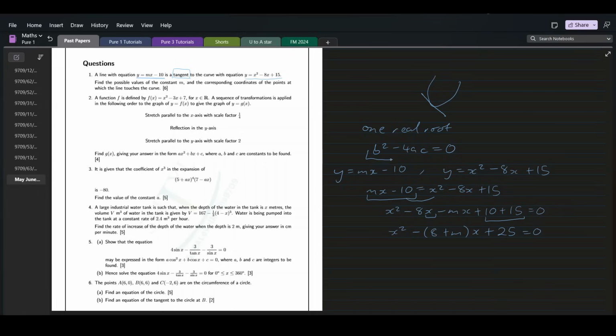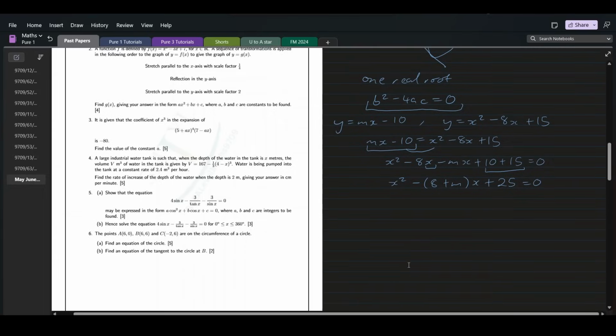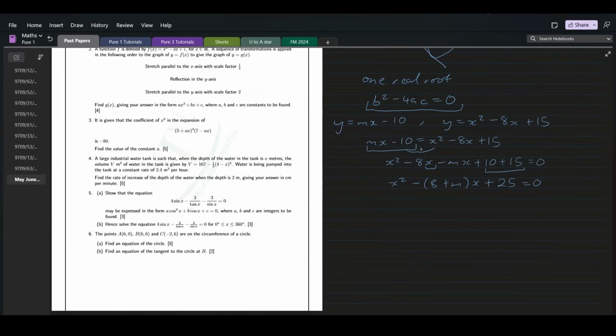Now we have said that our discriminant is equal to 0. So we need to evaluate the values for a, b, and c before we can use the discriminant. So a is the coefficient of x squared, which in this case is 1. And then b here is equal to negative 8 plus m. I'm just going to expand or multiply the negative sign through the bracket. So it becomes negative 8 negative m. That's b, and then c is 25.